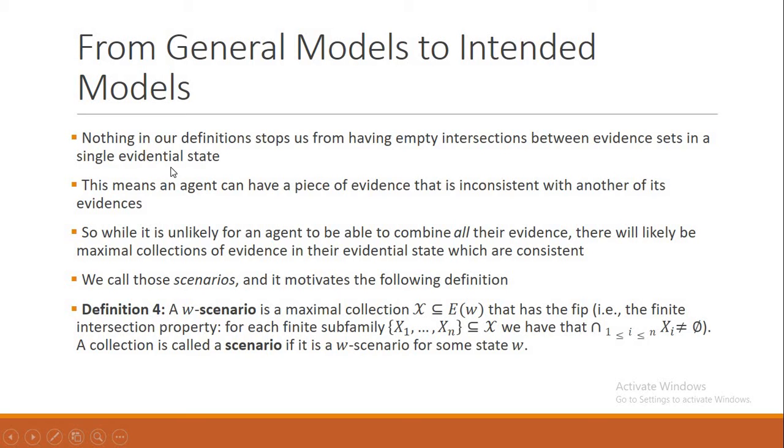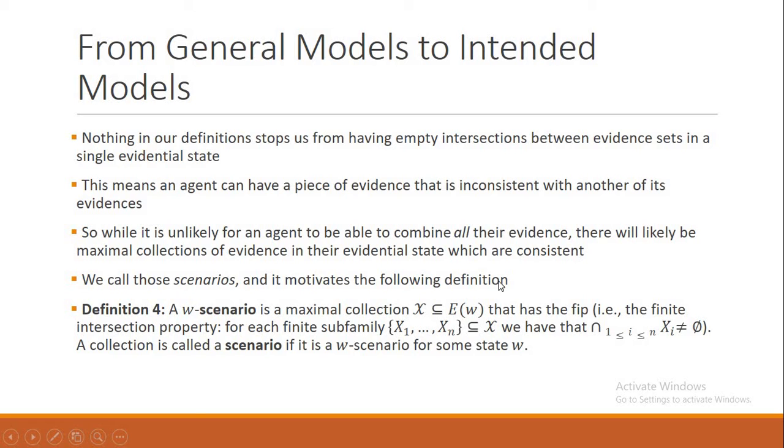Now, some things also to note. Nothing in our definitions stops us from having empty intersections between evidence sets in a single evidential state. This was already mentioned. So this means that an agent can have a piece of evidence that is inconsistent with another of its evidences. So while it is unlikely for an agent to be able to combine all their evidence, there will likely be maximal collections of evidence in their evidential state which are consistent.